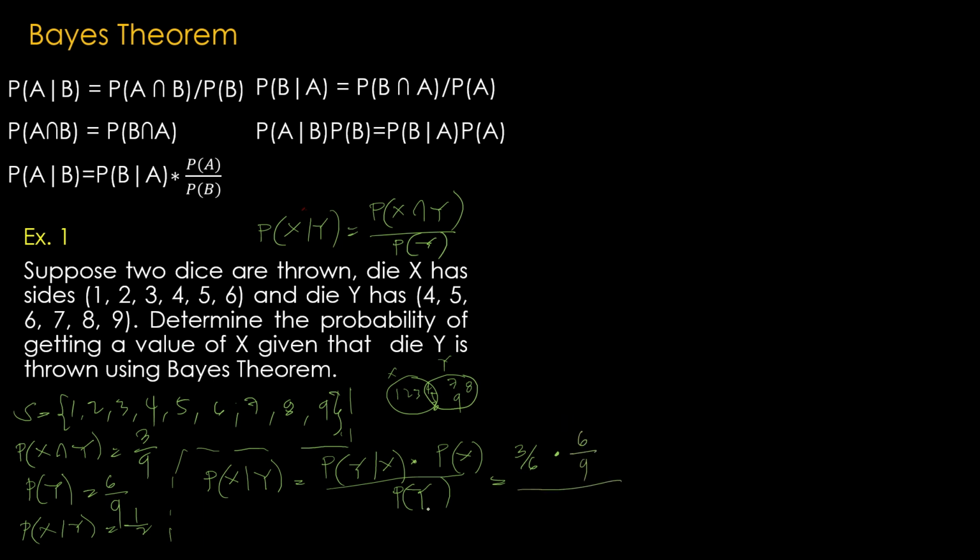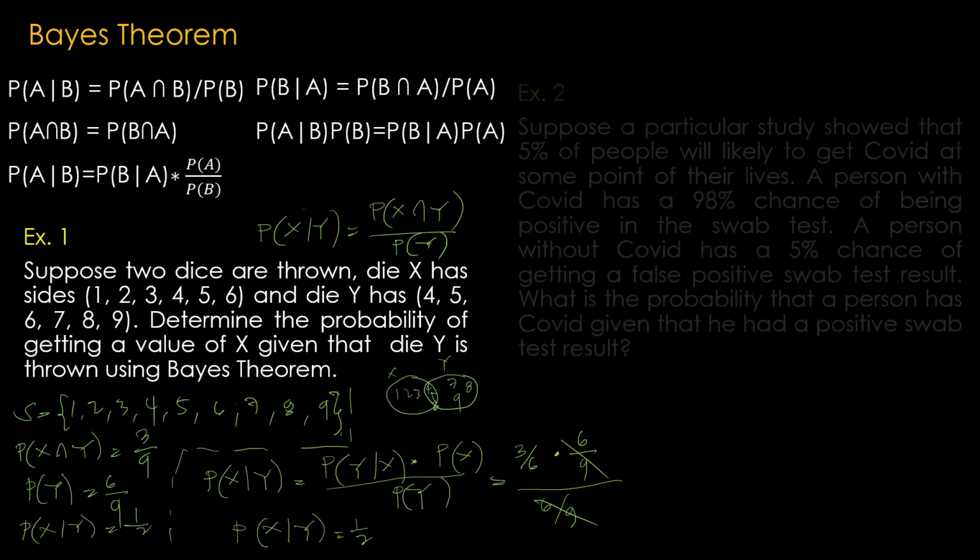Okay, all over the probability of y, that would be 6 over 9 gihapon, because they both have the same 6 sample points. So 6 over 9 cancels out. You'll be left with 3 over 6. Therefore, the probability of x given y using the Bayes theorem is also equal to 1/2. Okay, that's the easy way of doing Bayes theorem.